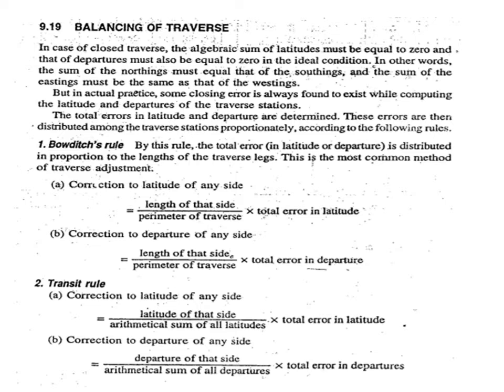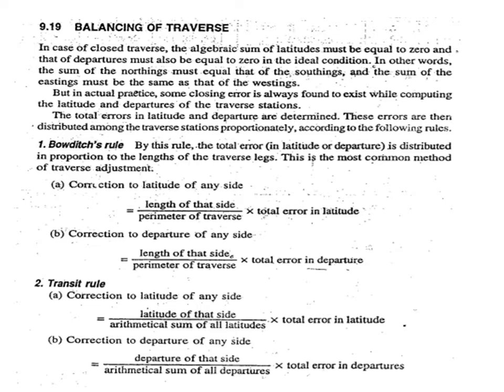These errors are then distributed among the traverse stations proportionately according to the following rules. First is the Bowditch rule. By this rule, the total error in latitude and departure is distributed in proportion to the length of the traverse leg. This is the most common method of traverse adjustment. So first we calculate the correction to latitude of any side using the Bowditch rule, and the formula is length of that side divided by perimeter multiplied by total error in latitude. Similarly, to calculate the correction to departure of any side, the formula is length of that side divided by perimeter of traverse multiplied by total error in departure.